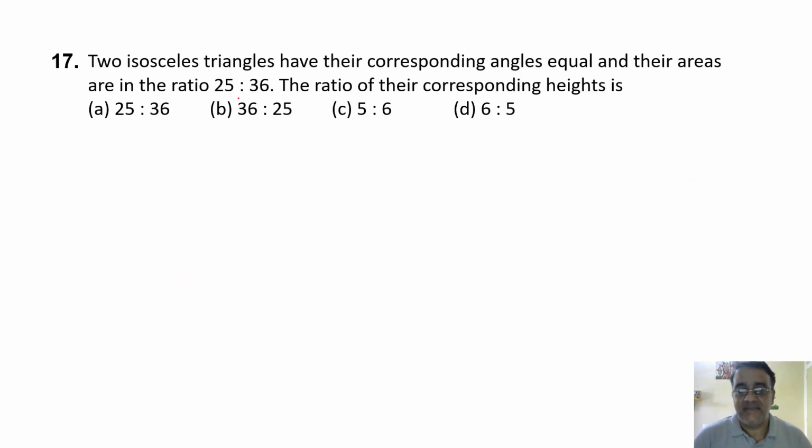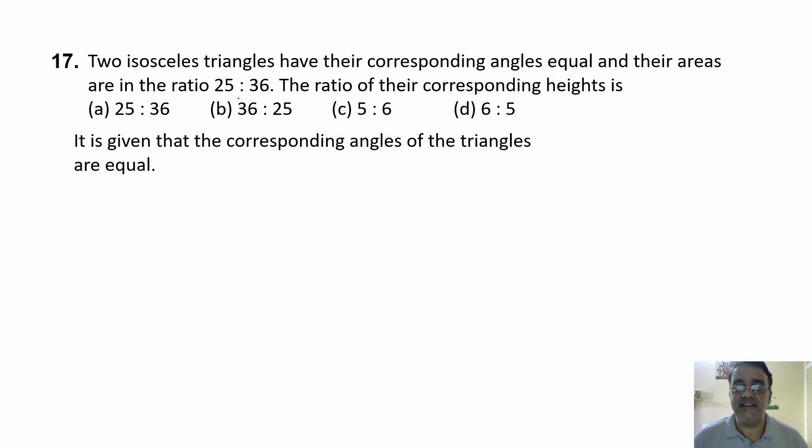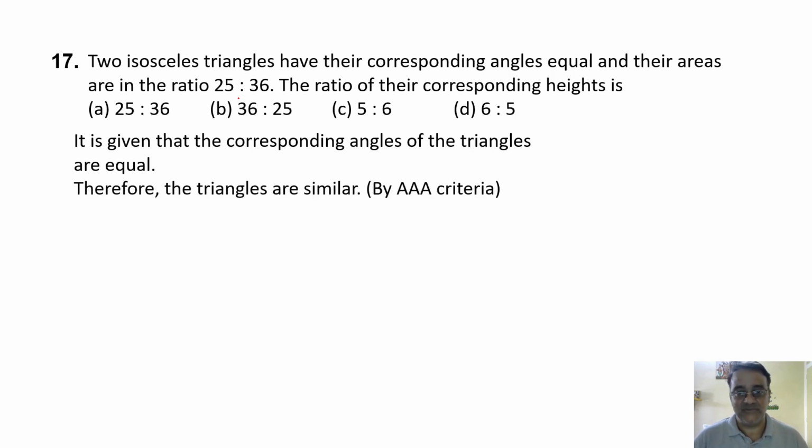17th question. Two isosceles triangles have their corresponding angles equal and their areas are in the ratio 25 is to 36. The ratio of their corresponding heights is. So first of all, it is given that the corresponding angles of the triangles are equal. So that means the triangles are similar by AAA criteria. Why AAA? Because all the corresponding angles are equal, it is given.